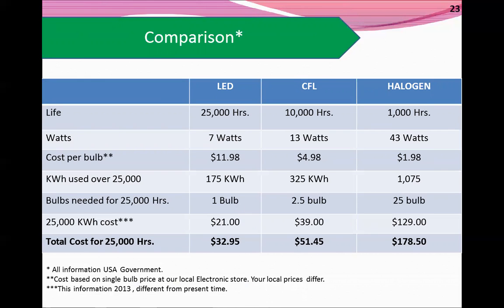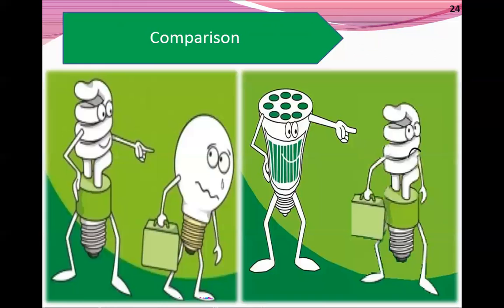These are the comparisons of LED with the CFL and the halogen. Here we compared the parameters: life and lifespan, watts, cost per bulb, and how many kilowatt hours are used over 25,000 hours. In the same way, for 25 hours, how many bulbs are needed is represented, and the cost of the LED bulb is also represented. This is the information given by the USA government. These are the comparison views of the LED.